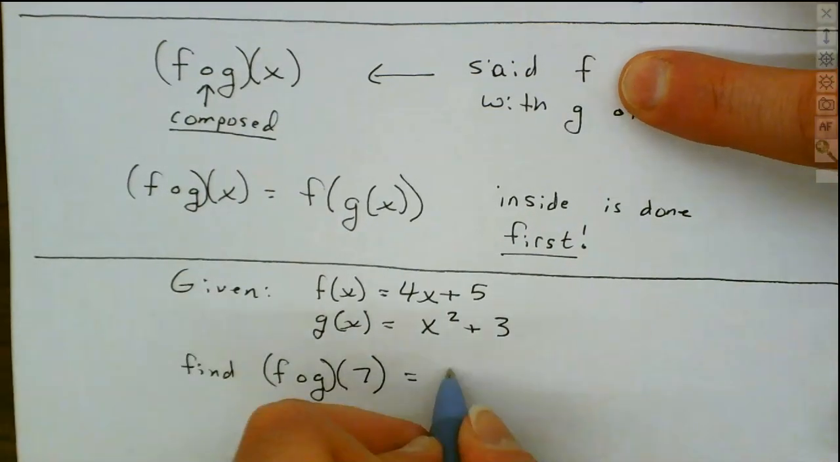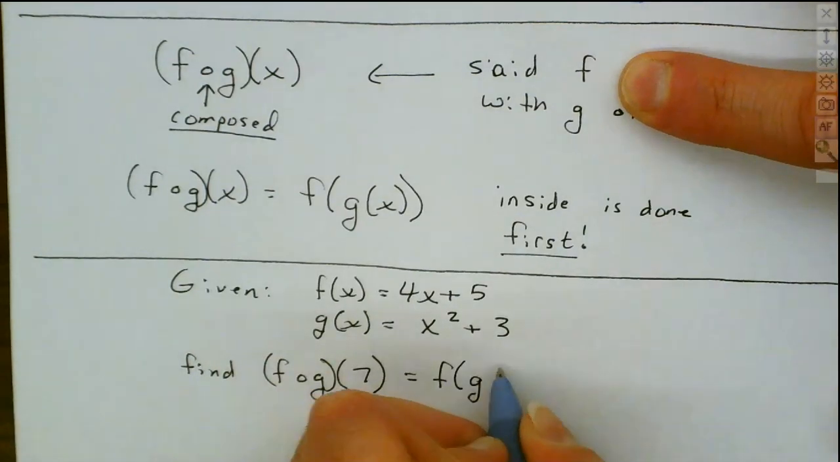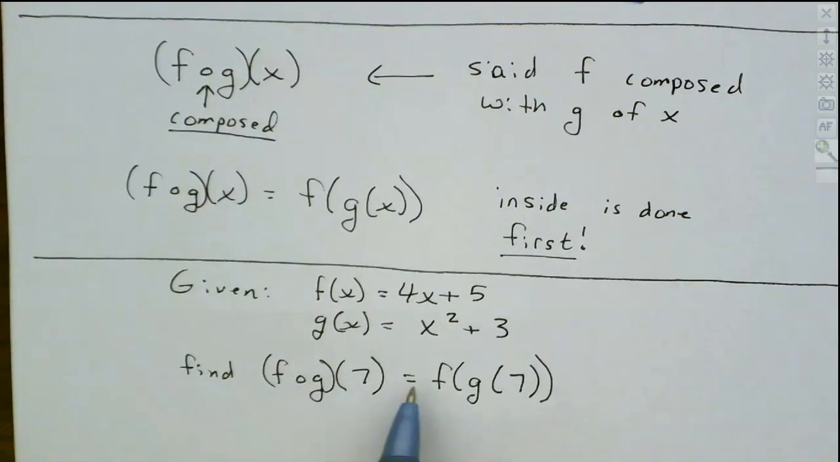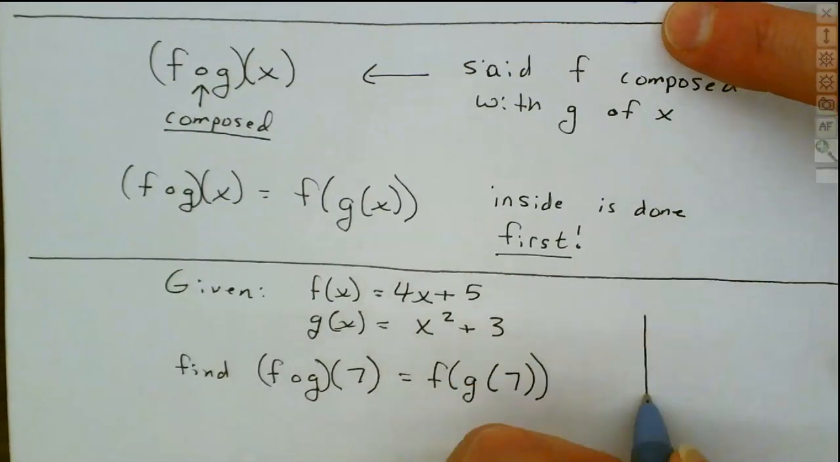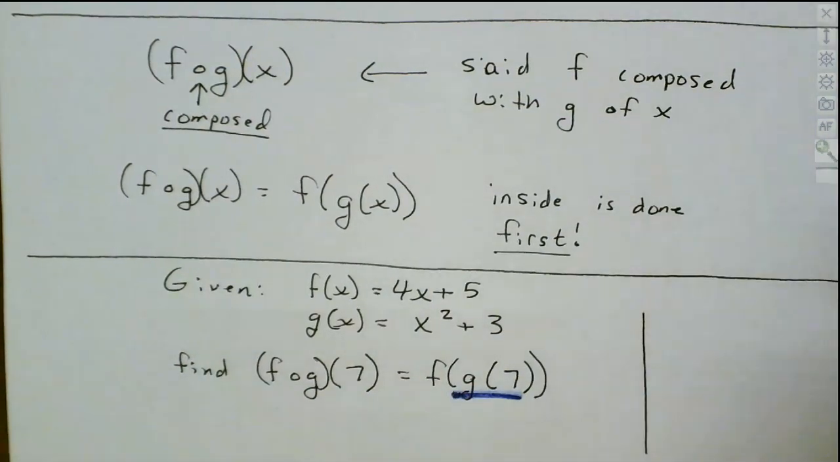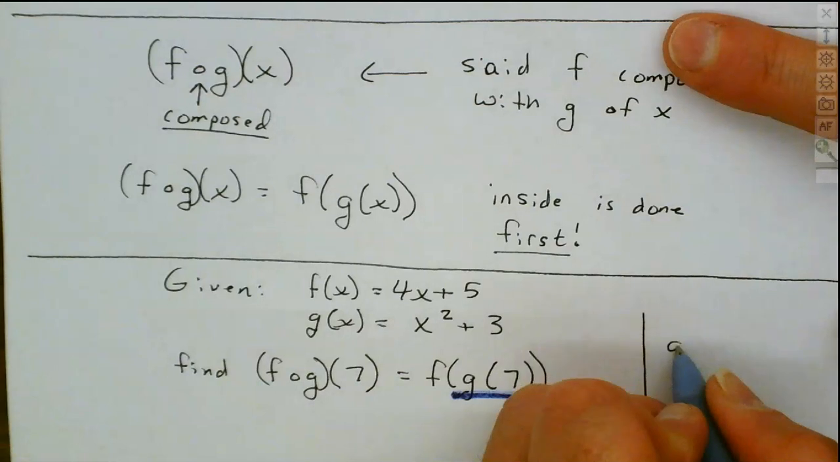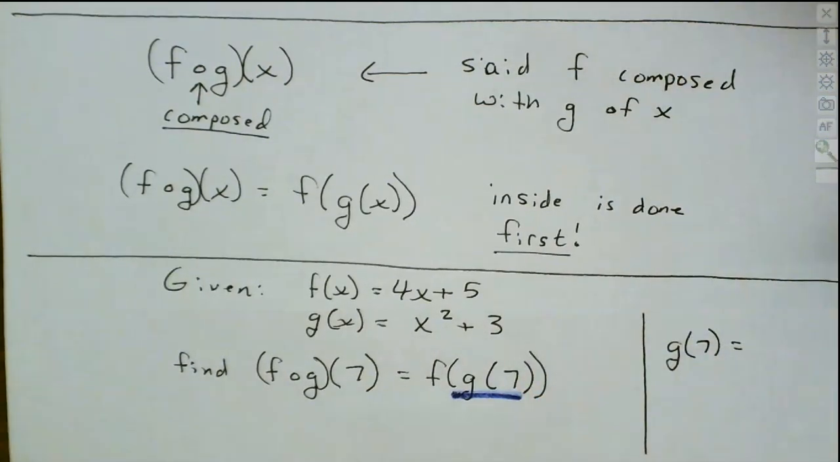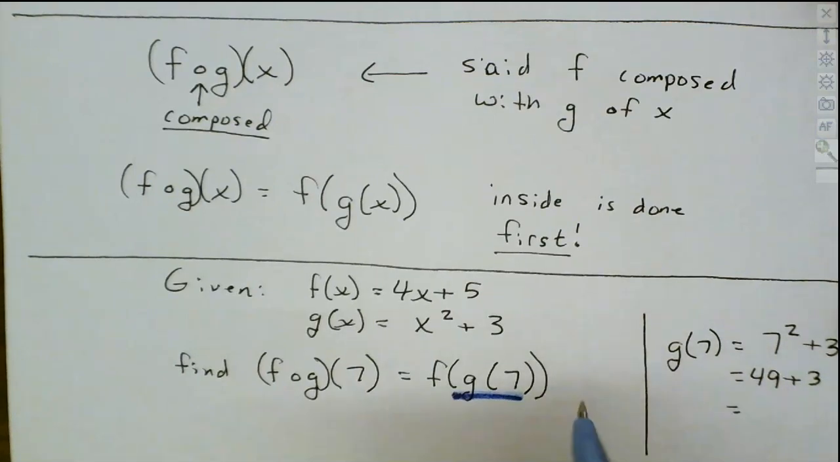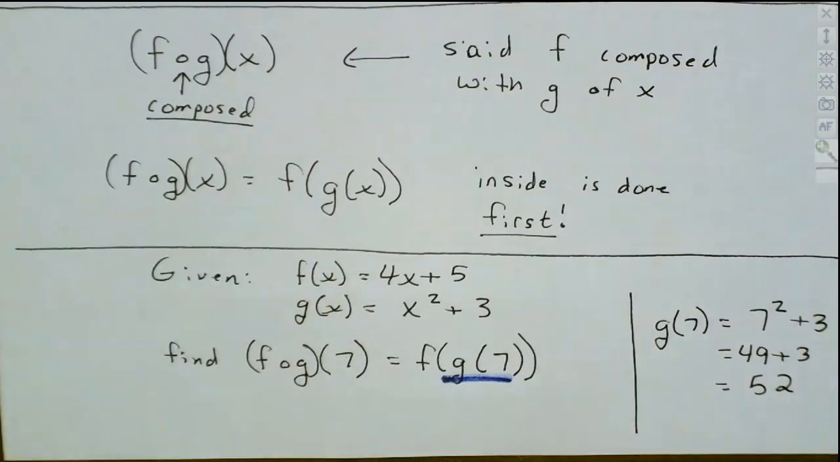So rewriting, this is f of g of 7. Right? Just rewrite it. The first one goes out front, the other one goes inside. Now, what we do is we do the inside first. So what's inside here? G of 7. So let's find that. Over to the side, let's plug in g of 7. And that's going to be 7 squared plus 3, which is 49 plus 3, which is then 52. So does everyone see what I did there?